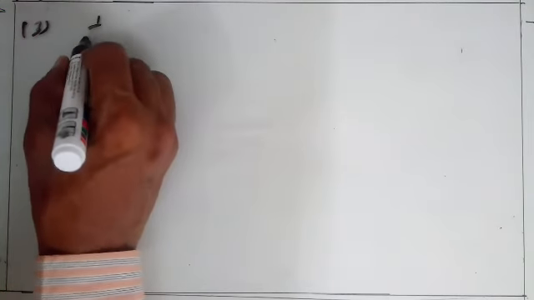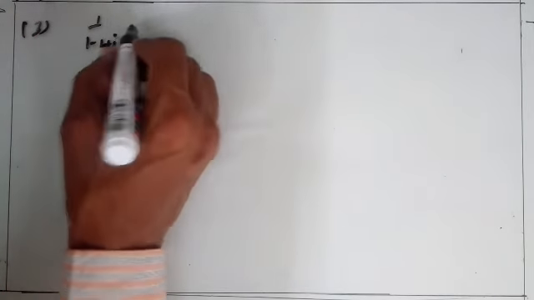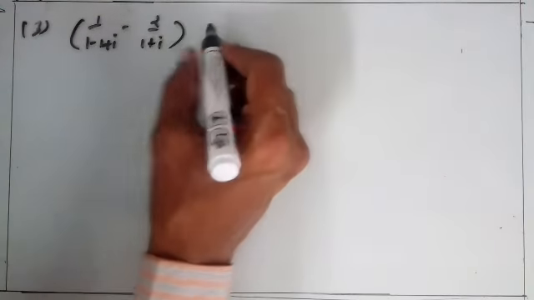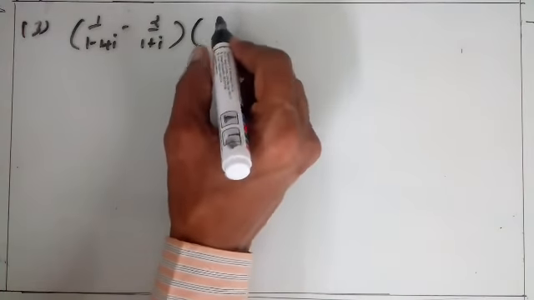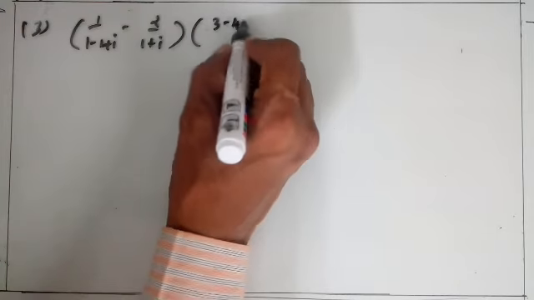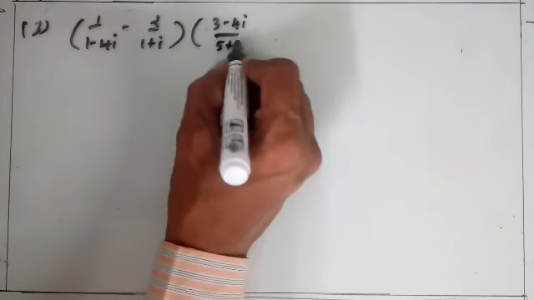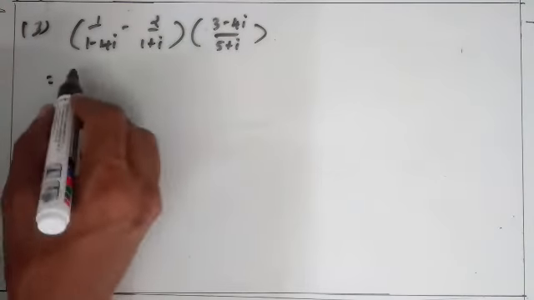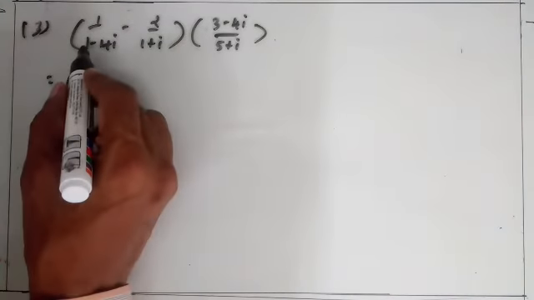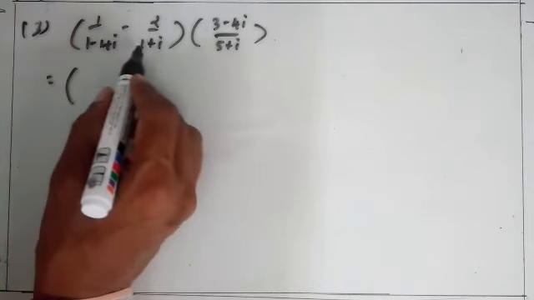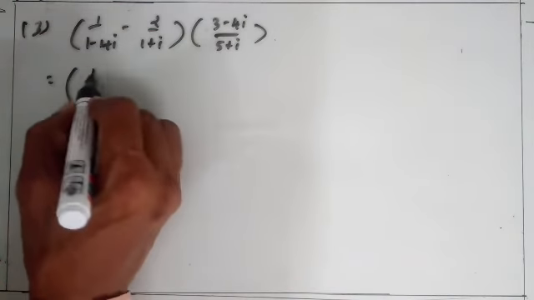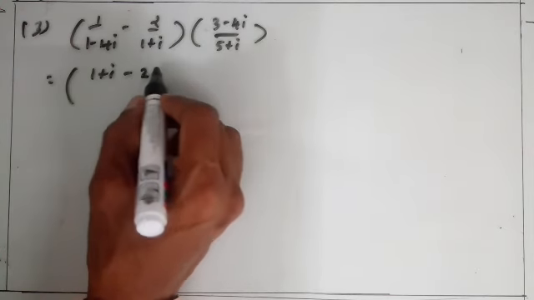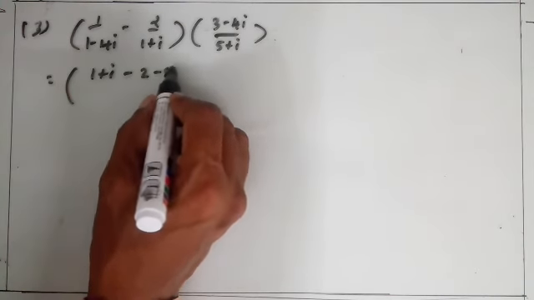Reduce 1 upon 1 minus 4i minus 2 upon 1 plus i, the whole raised to 2, into 3 minus 4i upon 5 plus i. First we simplify this bracket taking LCM. LCM is 1 minus 4i into 1 plus i. So taking cross product, 1 plus i minus 2 into these terms, that is 2 minus 4 into 8i.